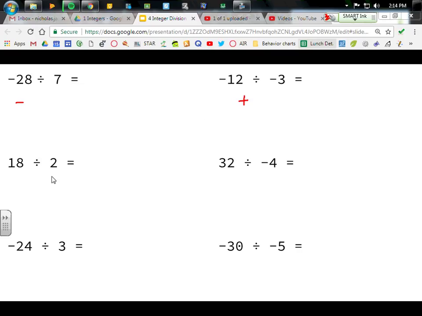Next problem, a positive divided by a positive, that's easy. All right, next problem, a positive divided by a negative, I'm going to have a negative answer. Down here, again, a negative divided by a positive, negative answer. Finally, a negative divided by a negative, I have a positive answer. So then I can just go through and write my answers in. And it is just as simple as that.